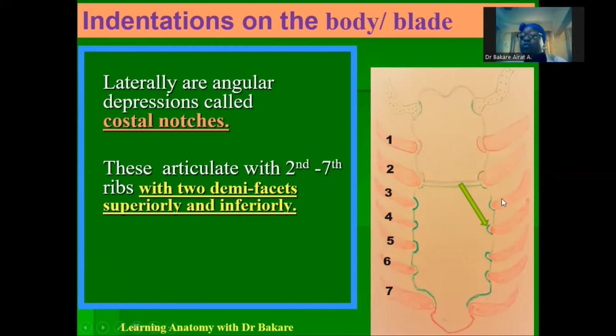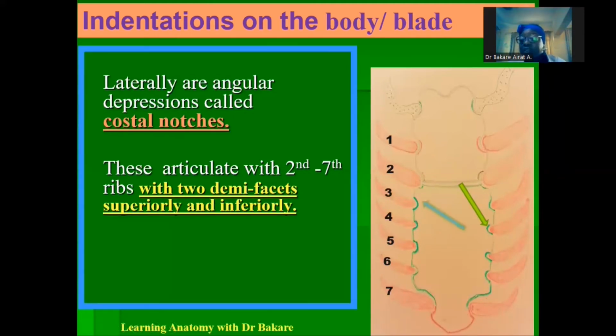So we have two demifacets. One is created at the upper part and one is created at the lower part of the lateral body of the sternum. Then we have complete or full facets that are also created on the lateral part, and these are seen between the third, the fourth, the fifth, and also the sixth costal notches, while the superior and the inferior costal notches are created as demifacets. So they are half. So that is the pattern by which they are presented.